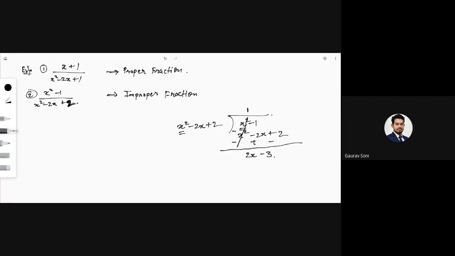जब divide करते हैं so you subtract. So when you give minus sign, this plus x square will become minus x square, minus 2x will become plus 2x, and plus 2 will become minus 2. So plus x square minus x square got cancelled out, and I have just added these remaining terms. So plus 2x, minus 2 and minus 1 totally will become minus 3.